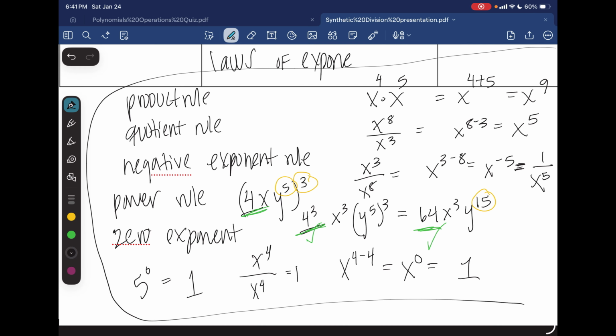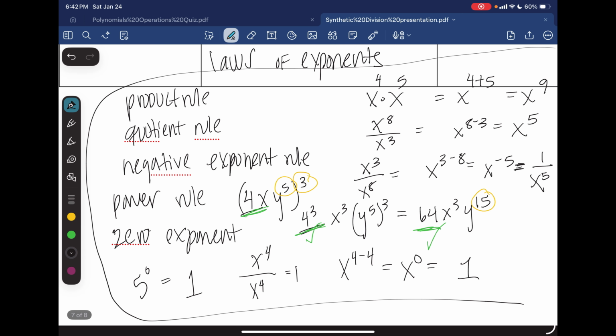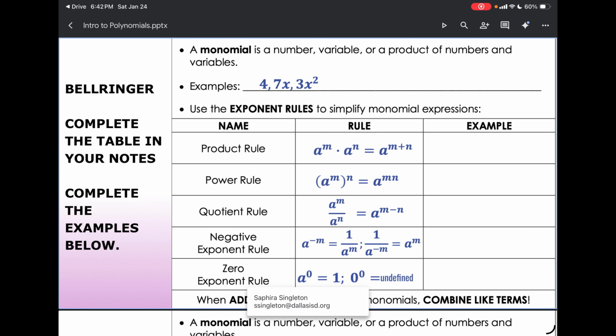On your paper, I did give you guys a paper that had all your laws. Let's see if I can find it. Oh, that was not what I was looking for, but there's your rules there. They're also on your reference sheet, so you can write this down if you'd like.